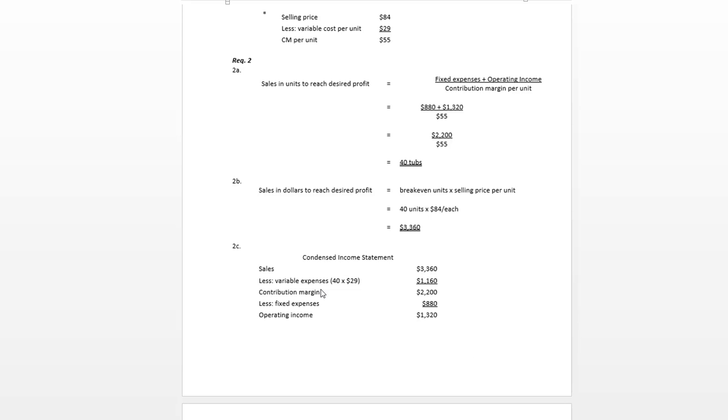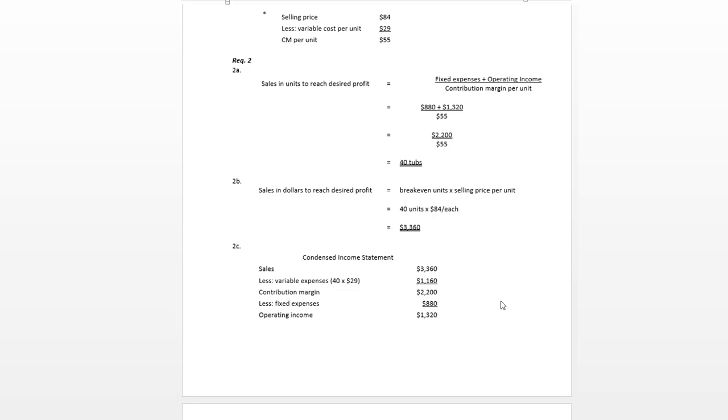We can do that by preparing a condensed income statement. So we know what our sales level is here. We just calculated that. And our variable expenses, well, we're selling 40 tubs, and our variable costs are $29 per unit, 1,160. That gives us our contribution margin. Less those fixed expenses, 880, which was given, gives us our operating income that we are targeting of 1,320. So we did prove that and prepare our condensed income statement.